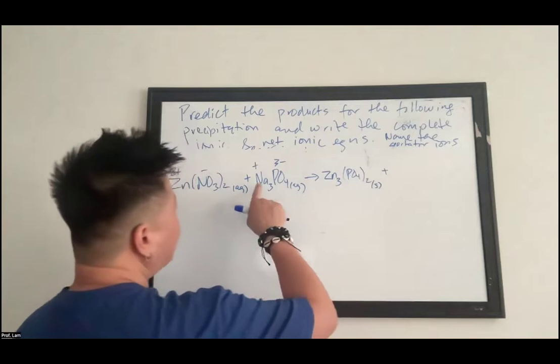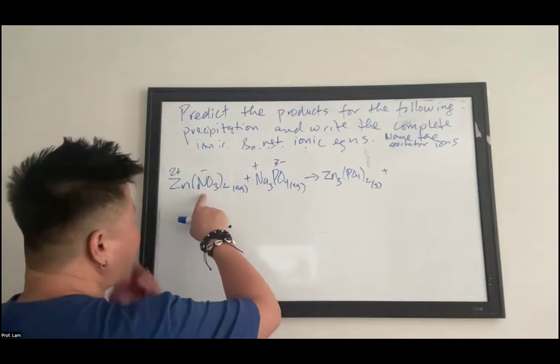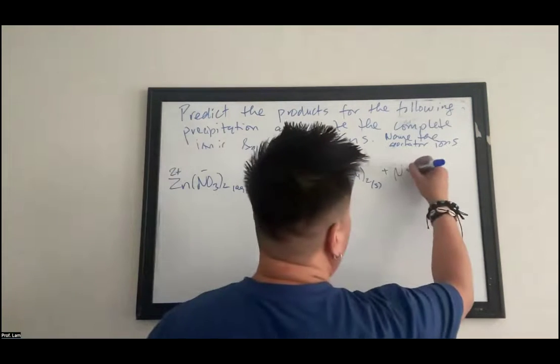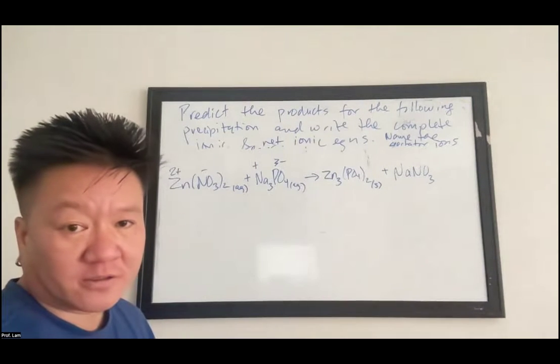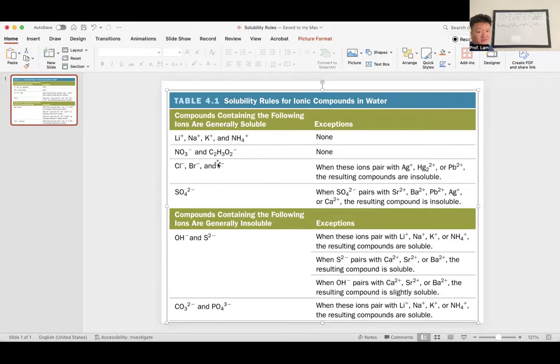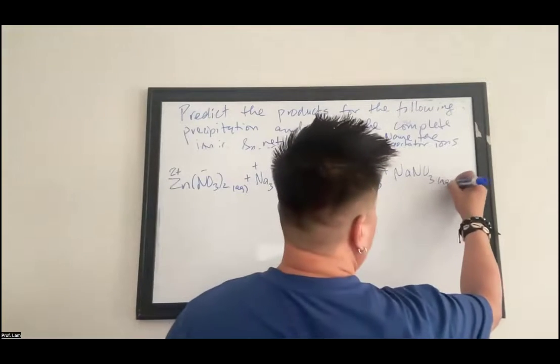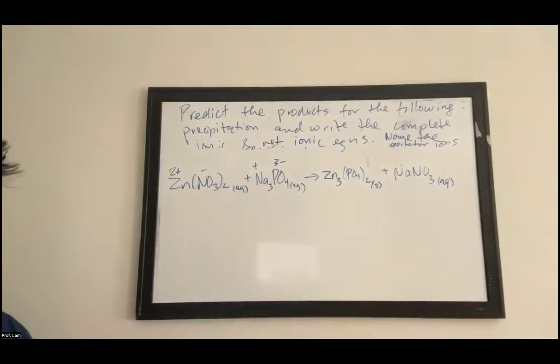Plus, what's the other one? Sodium is plus, and it's going to go with nitrate, which is minus. So that's just 1 and 1. NaNO3. And then I go to my solubility chart. Oh, nitrate is soluble, no exception. So aqueous. Okay. Next step, balance it, right?